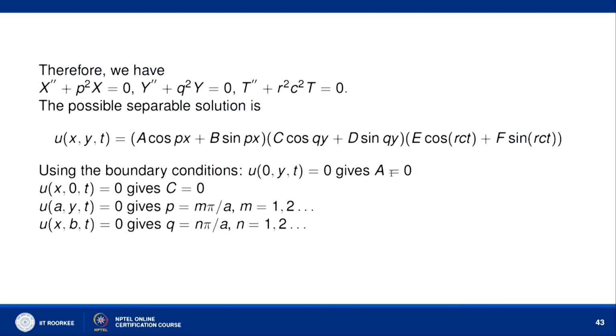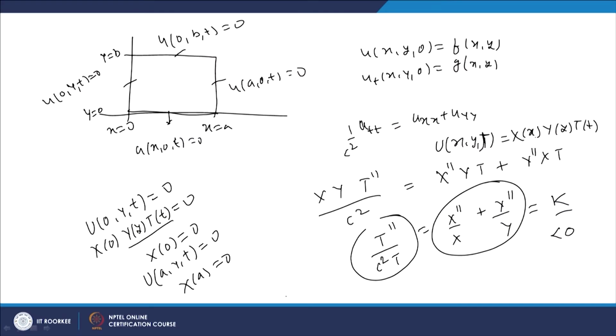Let us write it here. We have a cos px plus b sin px, and that is your X(x). So now let us say X(0) is 0. So 0 equal to, you will put a.